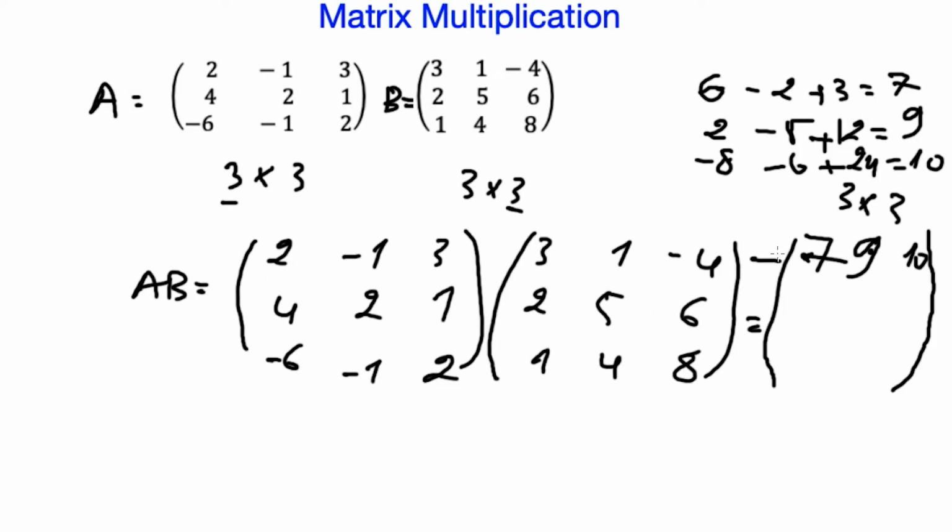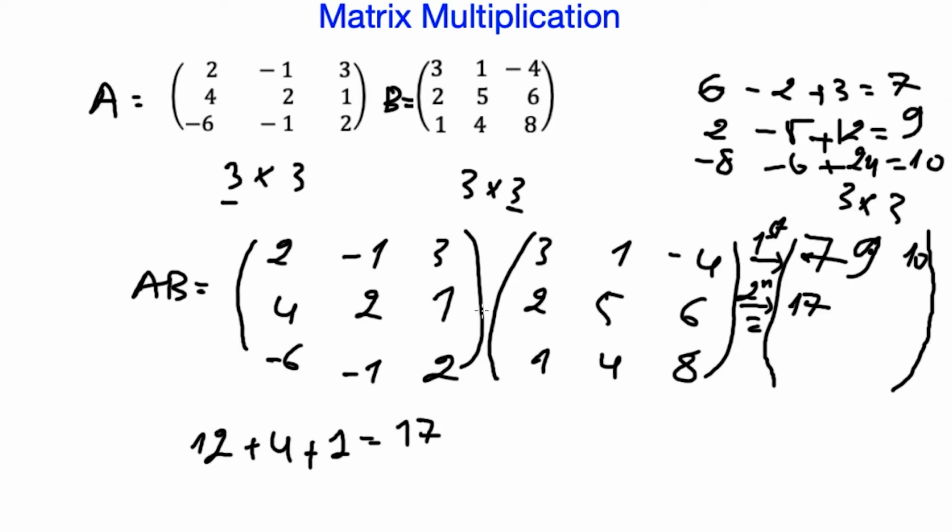Now we get the first row, and we want to get the second row here. So to get the second row, we have this second row times these 3 columns. So the position is 4 times 3, which is 12, 2 times 2, which is 4, 1 times 1, which is 1, so this is 17. Isn't it 17? Yes.